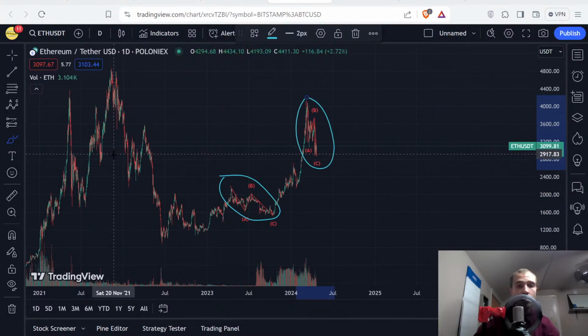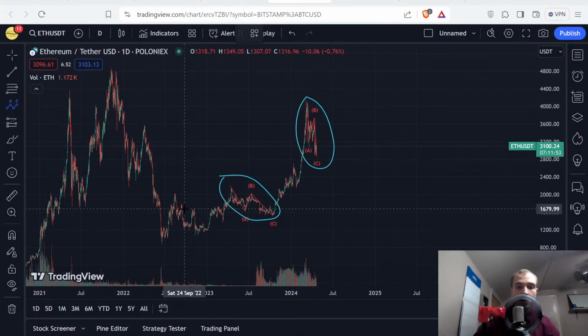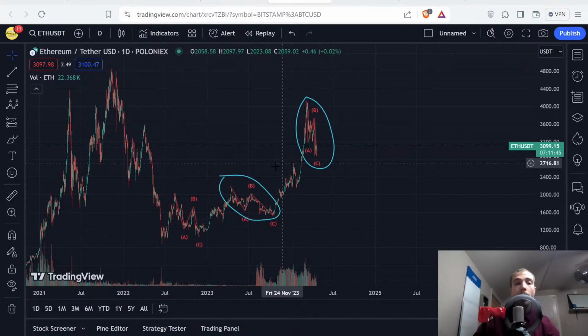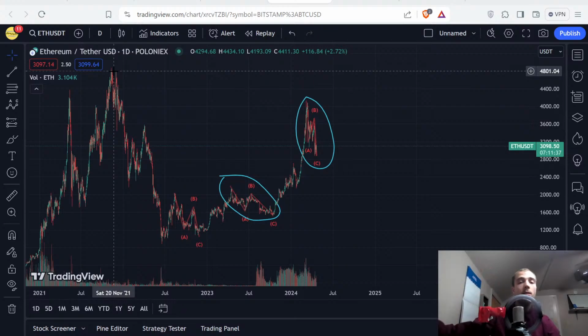You're going to have corrections along the way up. You're going to have pullbacks. And they're good opportunities to pick more up. It's a good chance to buy more at that level. You can see along the way up, we've had 3 ABC corrections already. And that's just on the daily. On the smaller time frame, you're going to see even more of those corrections.